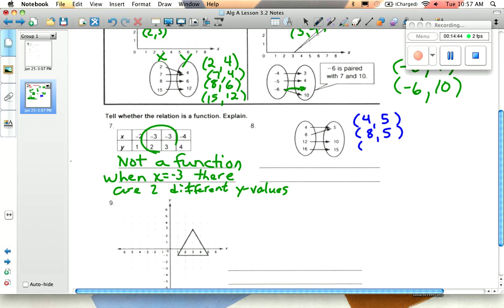12 and 10. And last but not least, class, the last one is 16, 15. How are you feeling about this one?